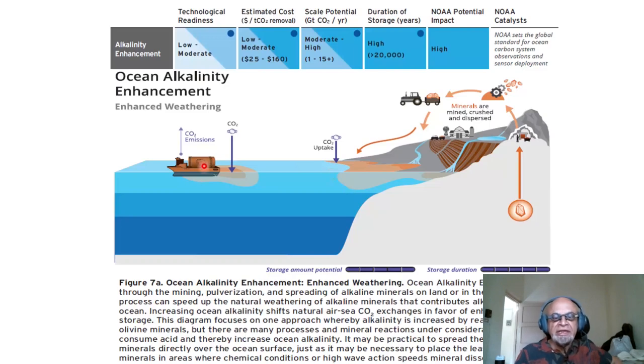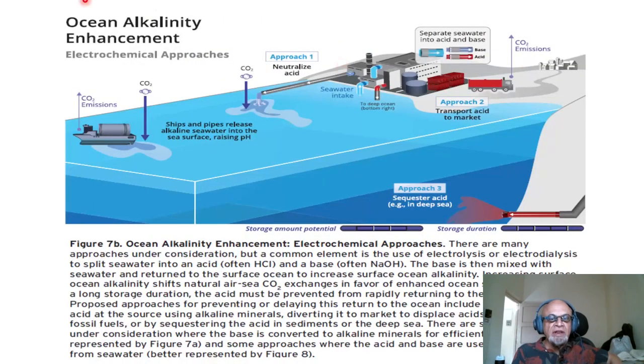But alkalinity enhancements are artificially driven, which we have discussed elsewhere. People have issues with it. Not everybody believes it, but the potential and duration are so high. So readiness is kind of low to moderate. Some experiments are being done and they will continue to be done. Scaling up, the scale potential is moderate to high, 1 to 15 gigaton CO2 per year. So this is something that will happen, and here is more information on this.